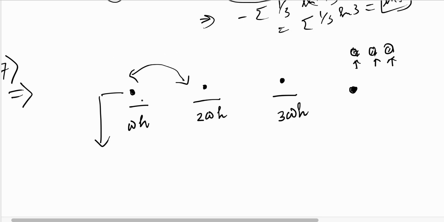So as we discussed previously, let's see what are the possible ways I can put the particles such that I get exactly energy 6wh. Let's calculate that. Let's see that.